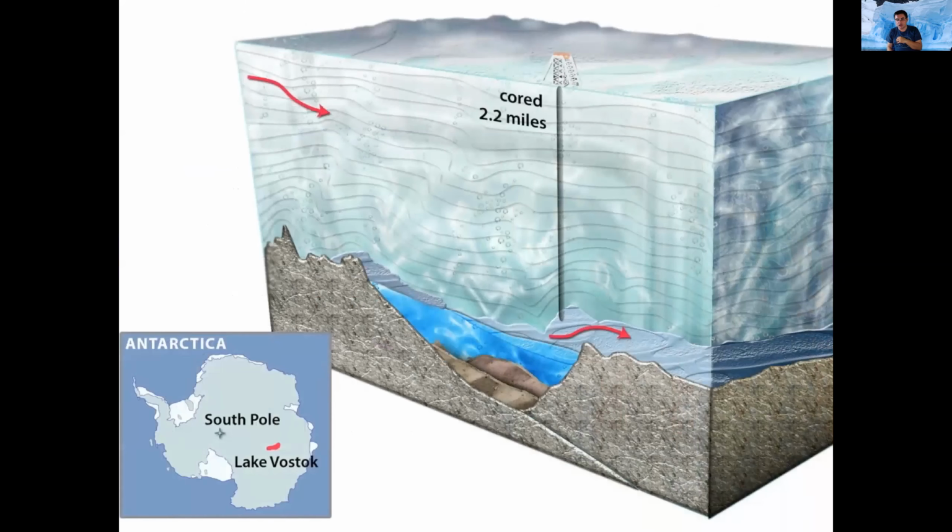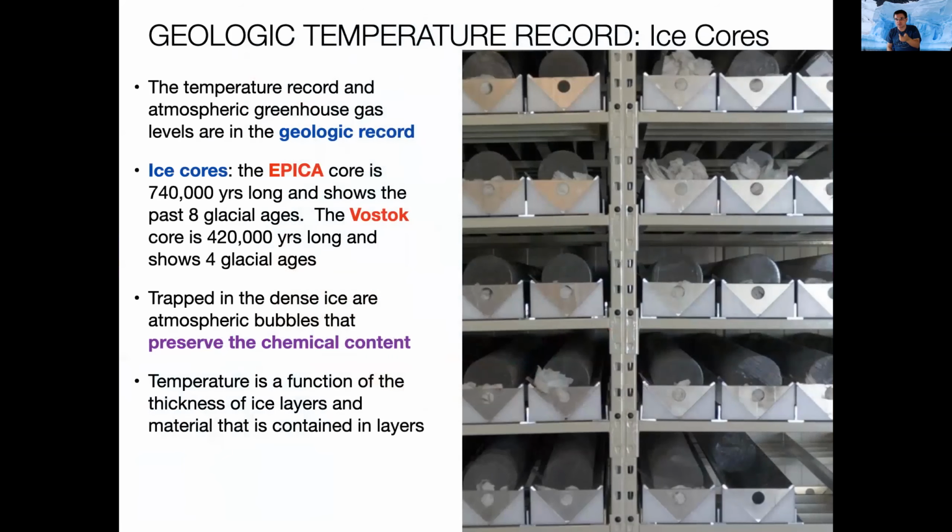So this is an example, it shows you. The core is about 2.2 miles long. They're drilled down through the ice, and then they pull them back up, and you get those cores that the team was standing there with. The cores are stored in cold laboratories so that they stay frozen, and then they take samples directly from the cores and drill into them and get the air bubbles out.